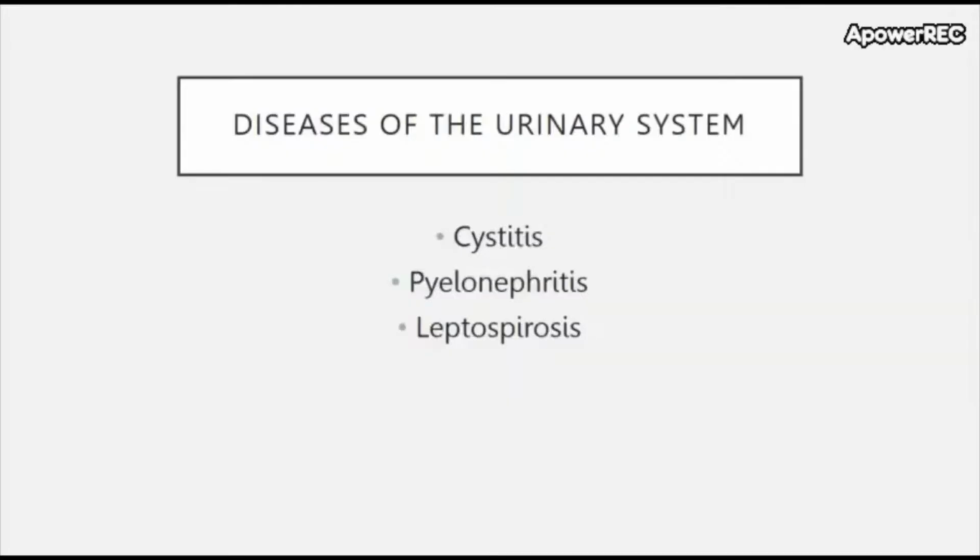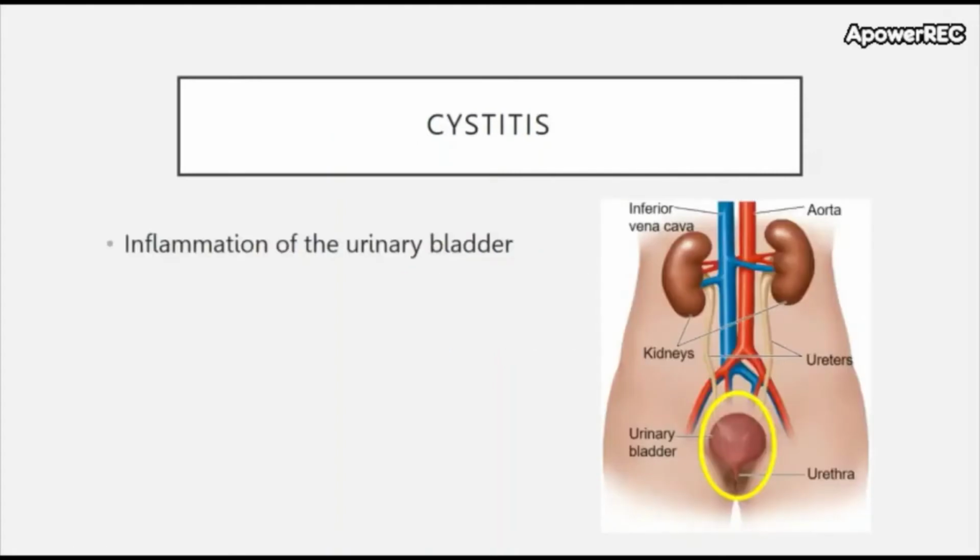The three diseases that we'll concern ourselves with for the urinary tract system are cystitis, pyelonephritis, and leptospirosis. All three of these largely have to do with bacterial infections, which are the most common cause of urinary diseases.